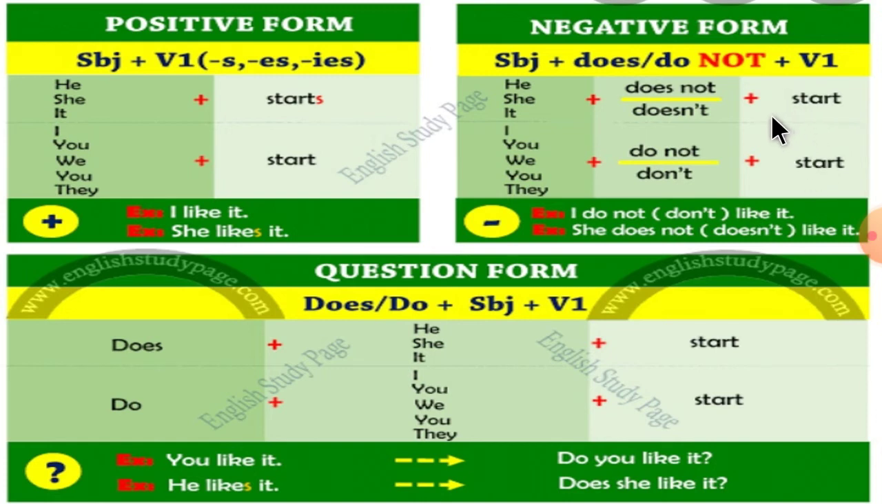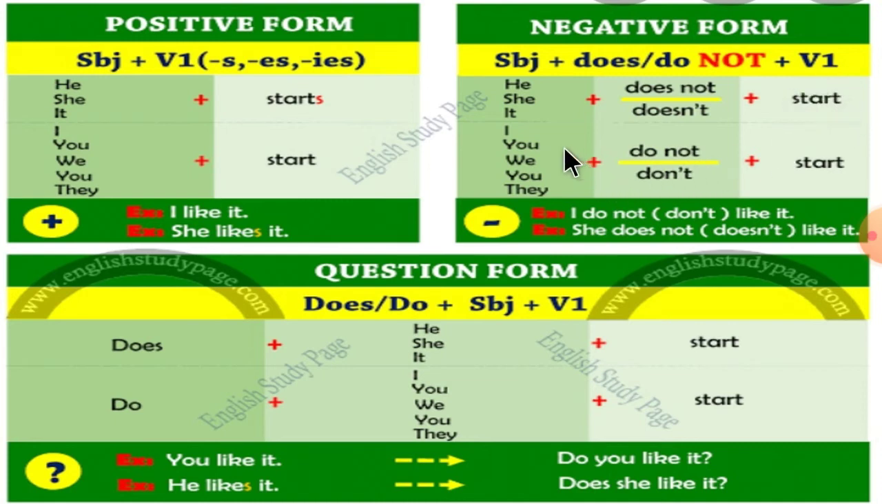In the verb, while you are making a negative sentence, you don't need to use anything. It will remain as it is. You just need to change here. When you are making a negative sentence with the subject he, she or it, you have to use does not or the short form doesn't. He does not start or he doesn't start. And the verb will remain as it is. You don't need to add anything in the verb.